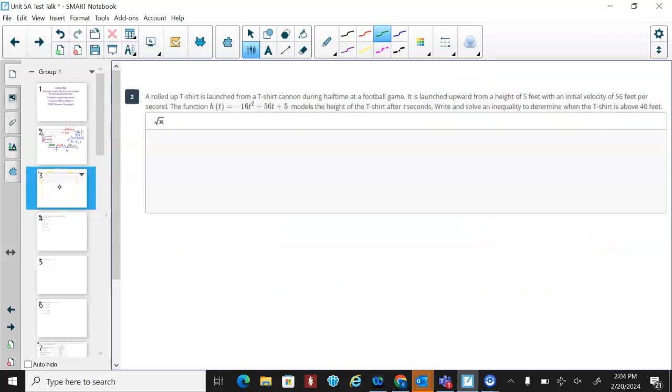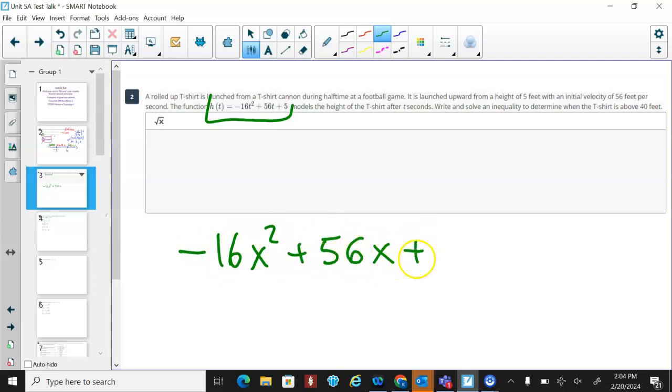All right. Number 2, it says a rolled-up t-shirt is launched from the t-shirt cannon during halftime in a football game. It is launched upwards from the height of 5 feet and initial velocity of 56 feet per second. Here's your equation. You are going to graph it in Desmos. Okay, you're going to write this equation with an X, not a T, because Desmos does not read a T. I'm going to put an X instead and a 5.